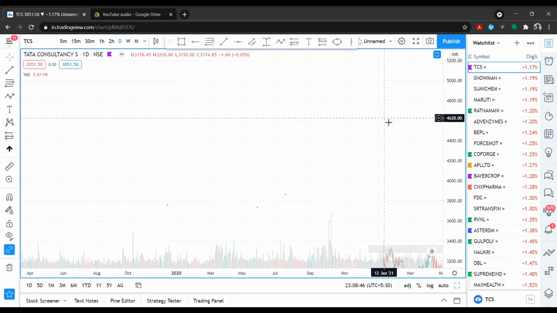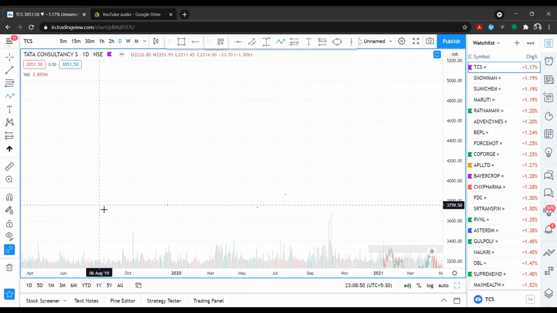Today I'll be explaining the break and retest strategy. The break and retest strategy is used by a lot of professional traders, and it is a great strategy that should be in your arsenal of trading strategies, so that whenever you get a chance to enter the market, you can enter with this strategy.